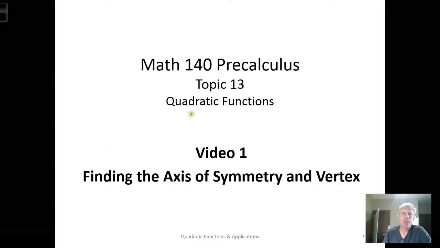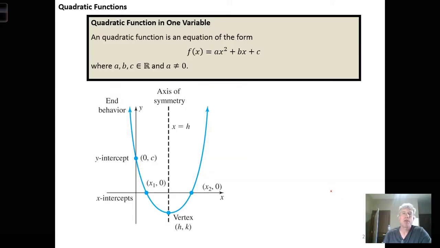So for topic 13, we're going to be looking at quadratic functions. And in video 1, we're going to be looking at finding the axis of symmetry of a quadratic function and the vertex of a quadratic function. Quadratic functions have the form f of x equals ax squared plus bx plus c, where the a, the b, the c are just real numbers.